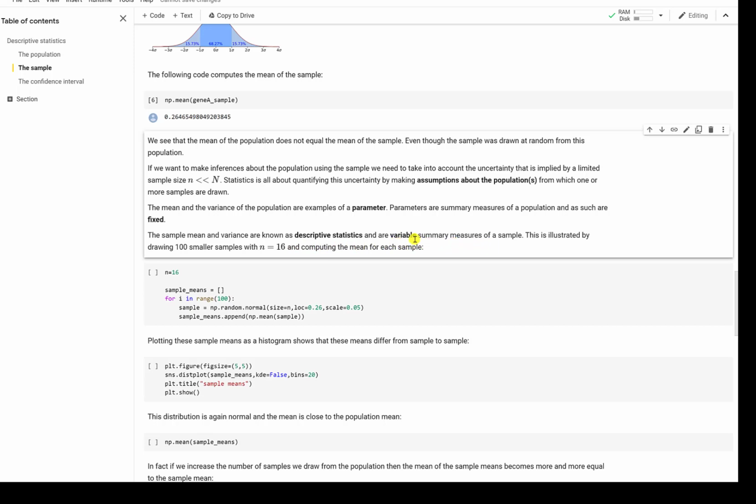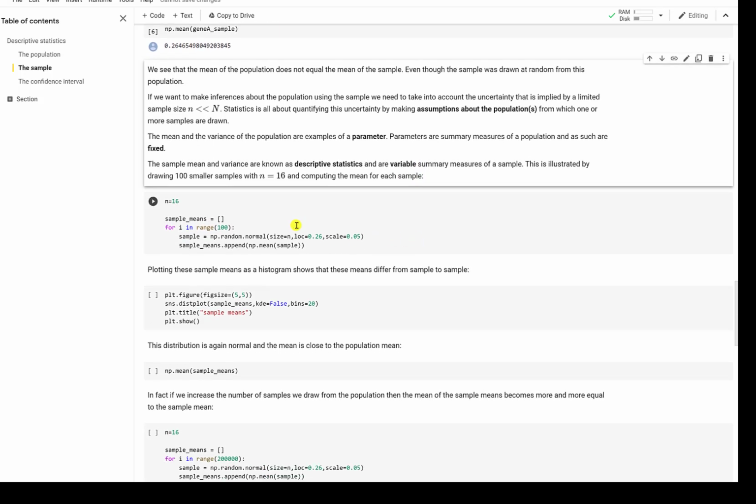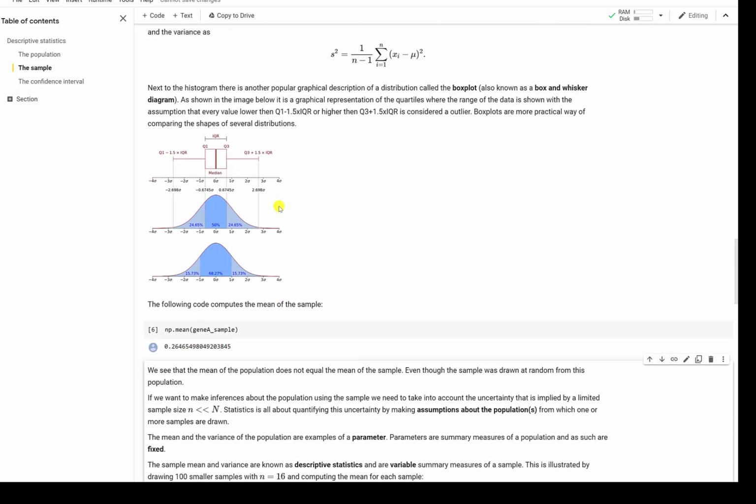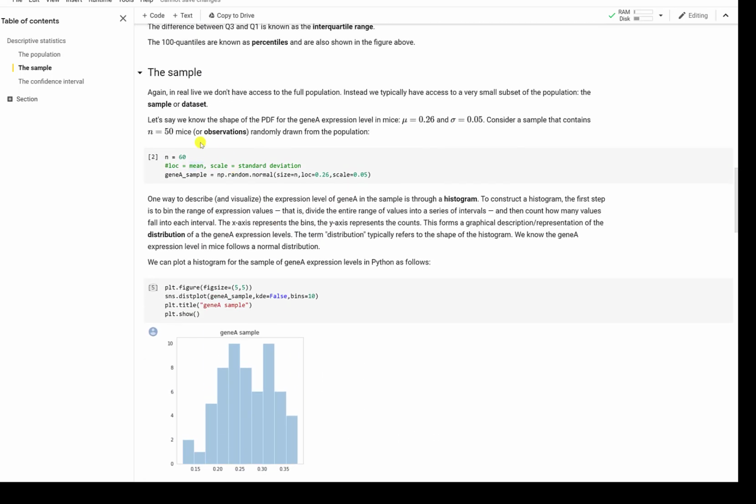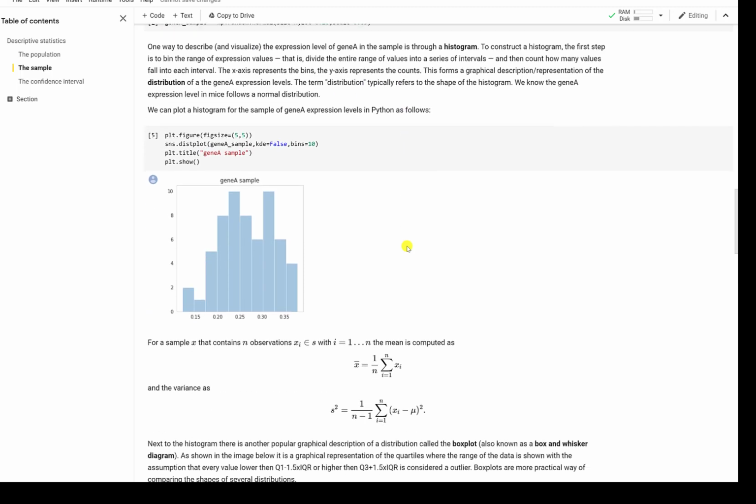So they are not fixed. One sample can have a different value for the mean than another sample. I can show that here in the code. What we're going to do is the same thing as we did here, where we sampled 60 individuals from this population.